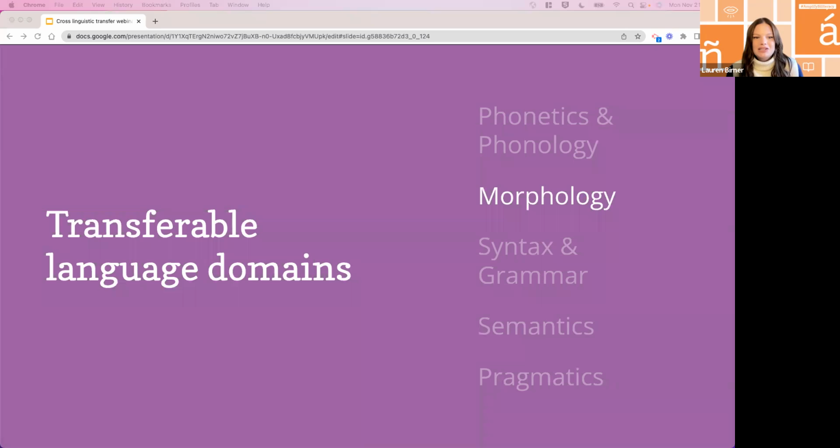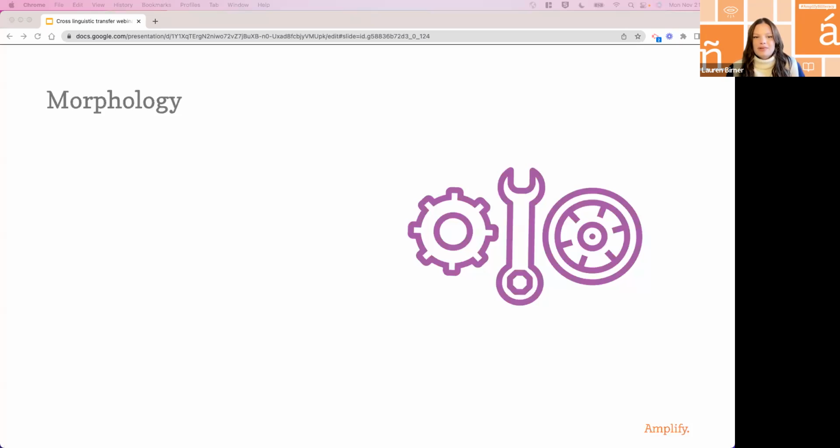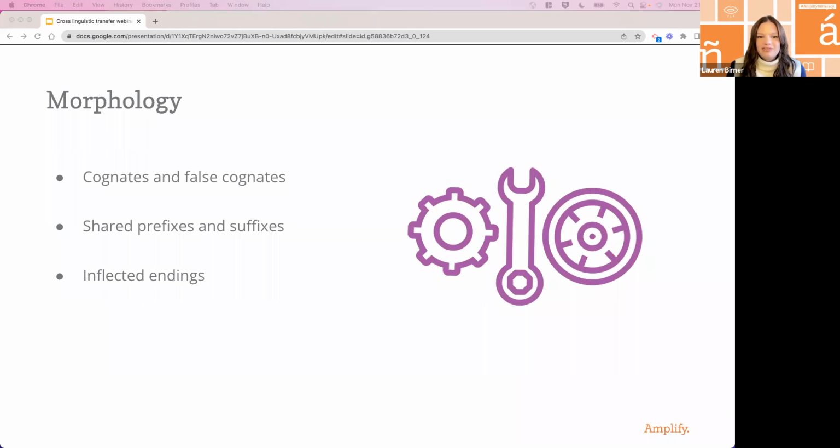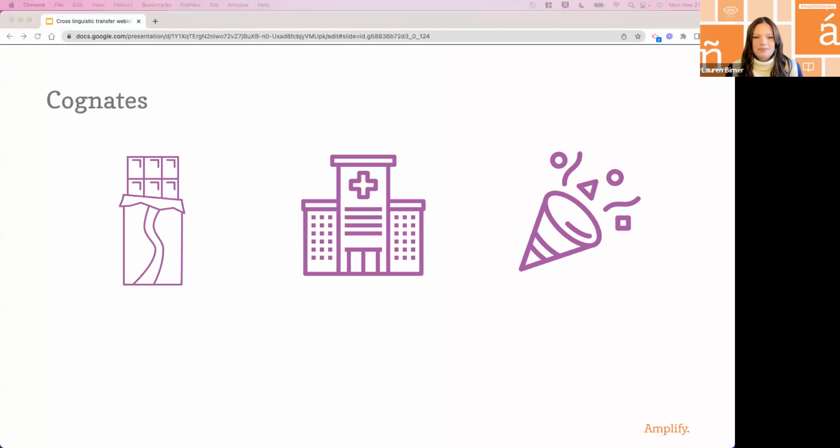Next, we're going to look at the domain of morphology. So morphology in linguistics is the study of word formation. I saw quite a few people reference already some roots in the chat. And so morphology falls into this idea that some words, cognates and false cognates, fall into morphology. That means that some words are nearly identical in English and Spanish, but we also have false cognates, of course, which we'll talk about in a moment. There are also many shared prefixes and suffixes in English and Spanish. We also share inflected endings in English and Spanish, which again, all of these are examples of ways that we might provide opportunities for positive cross-linguistic transfer.